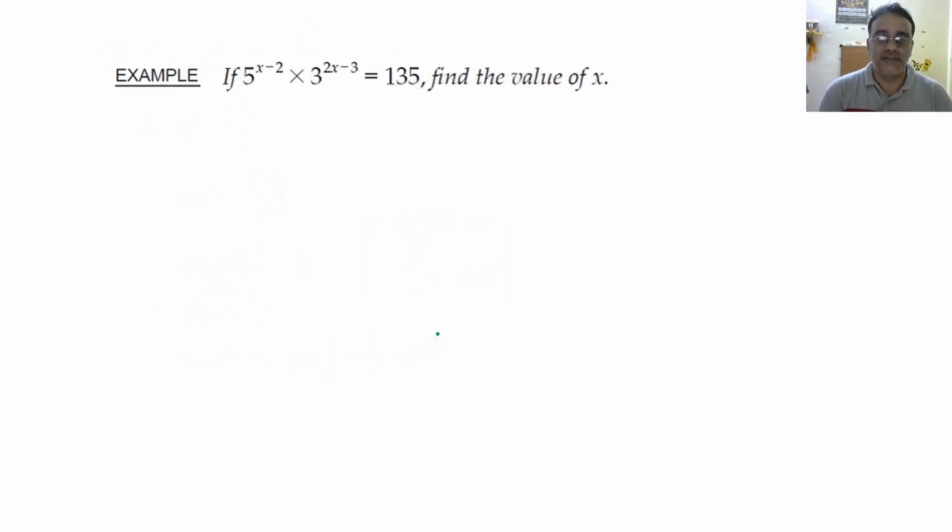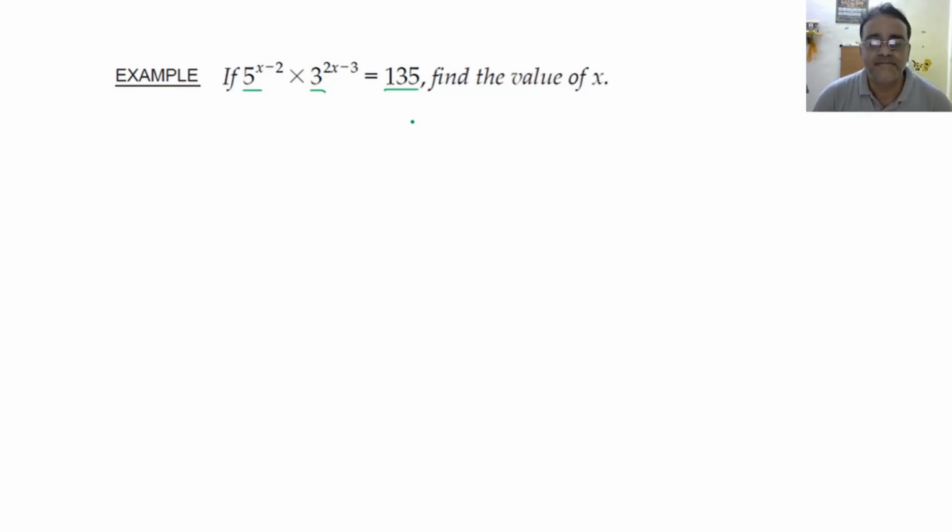Now the last question. This is the last question of today's session. 5 to the power x minus 2 into 3 to the power 2x minus 3 is equal to 135. Now see carefully, we have two different bases here, 5 and 3. So in this type of question we will convert it also in the form of bases 5 and 3. So 135 we will factorize. So how will you write it in terms of powers of 5 and 3?